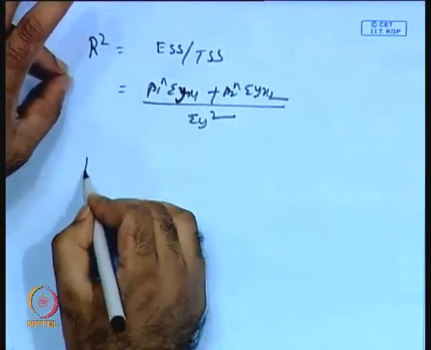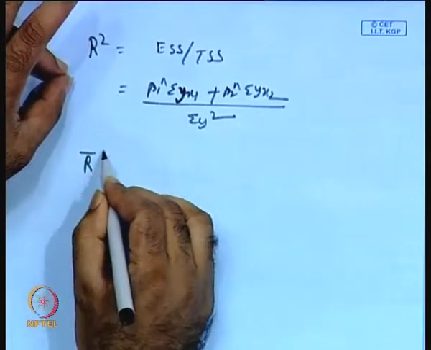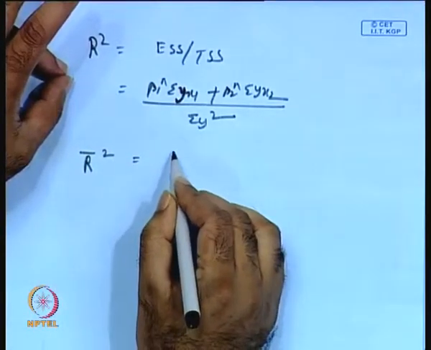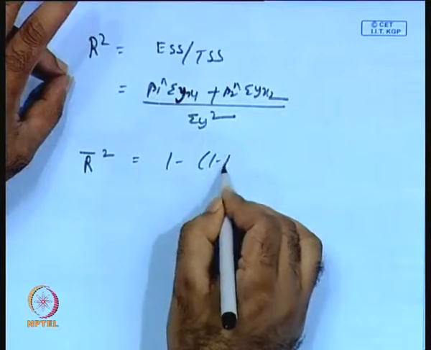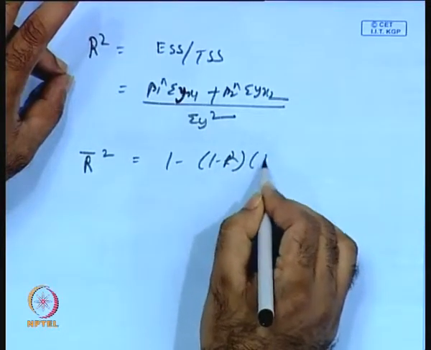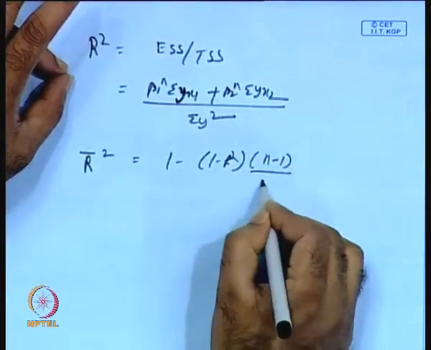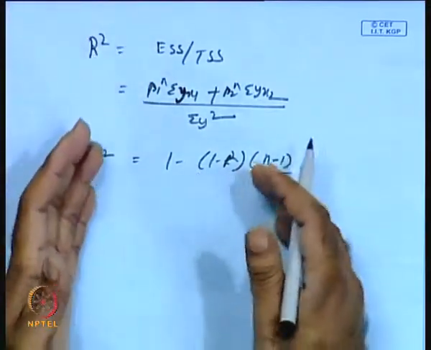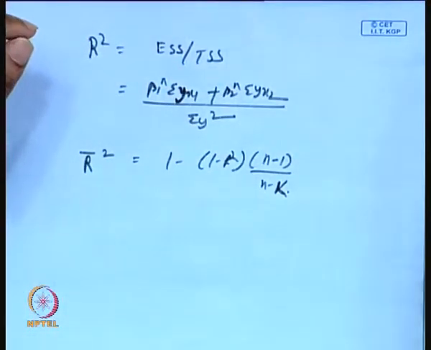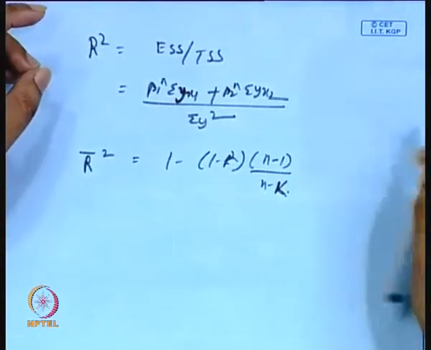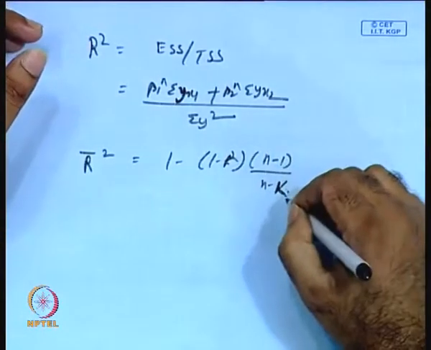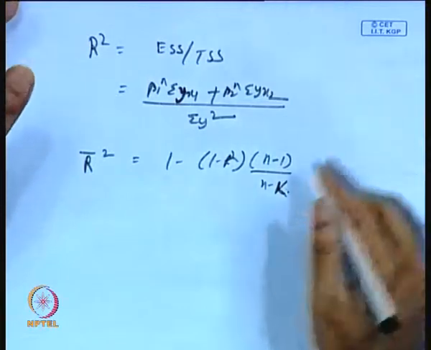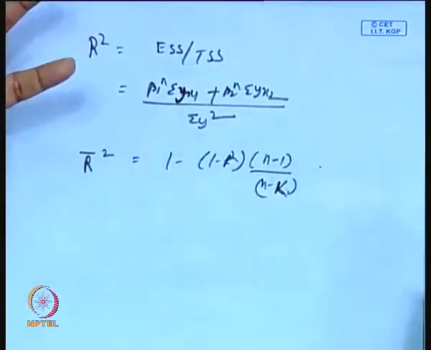Corresponding to R square, we will get adjusted R square. Adjusted R square is nothing but 1 minus (1 minus R square) into (n minus 1) by (n minus k). This structure also applies in the bivariate setup, but in the bivariate setup k is equal to 2, here we need k equal to 3. Accordingly, we have to get the adjusted R square.